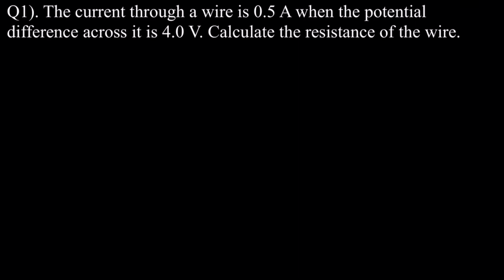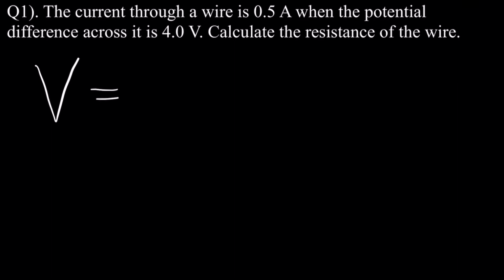Okay, question 1 says the current through a wire is 0.5 amps when the potential difference across it is 4 volts. Calculate the resistance of the wire. So the first thing we need to do is write down the formula V equals IR, because we've been given the potential difference, the current, and we need to find the resistance.